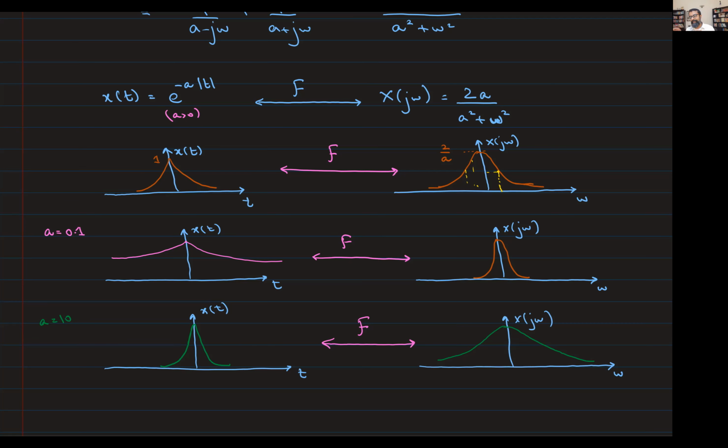But in the frequency domain, it's the converse. It's the other way around. The decay is much smoother. What that means is the signal at the bottom, the green signal, has frequency components distributed over a larger range of frequencies. So the contribution from the high frequencies is almost comparable to the contribution from the low frequencies. This is for the high value of A. This has a much wider spread here as opposed to this spread here.